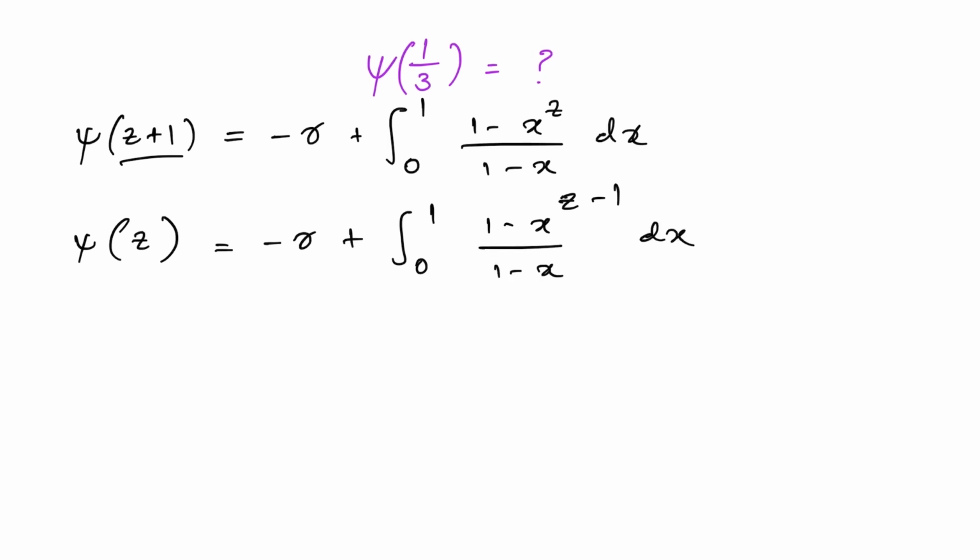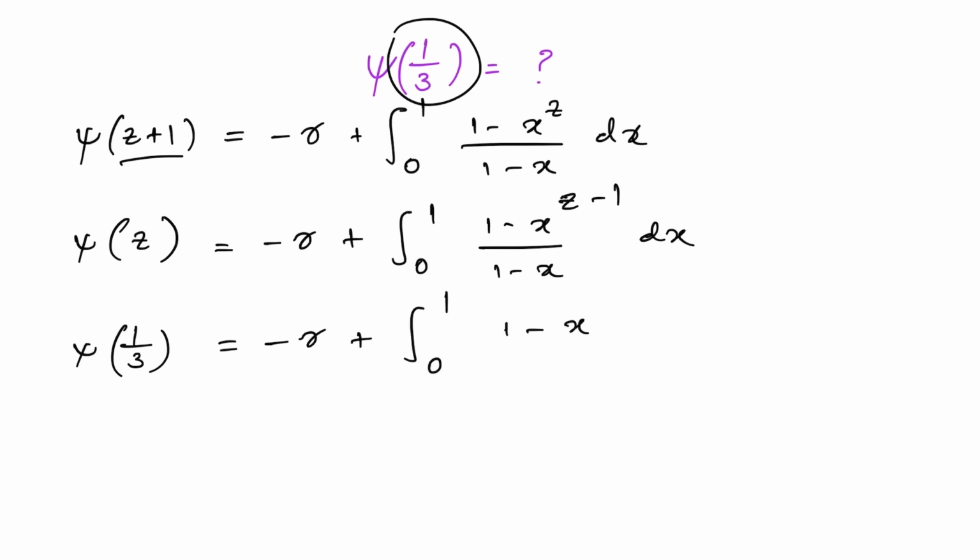Then we want digamma of 1/3, so we are going to plug in 1/3. So digamma of 1/3 is equal to minus gamma plus the integral from 0 to 1 of (1 minus x to the 1/3 minus 1), so we have minus 2/3, over (1 minus x), and here we have dx.